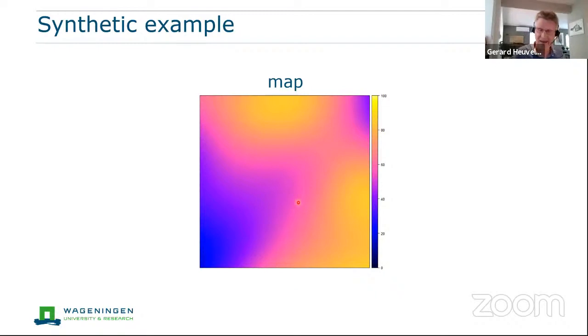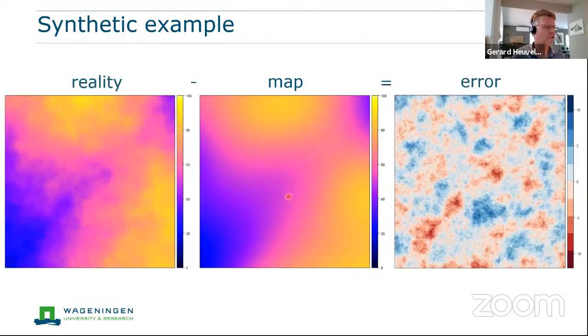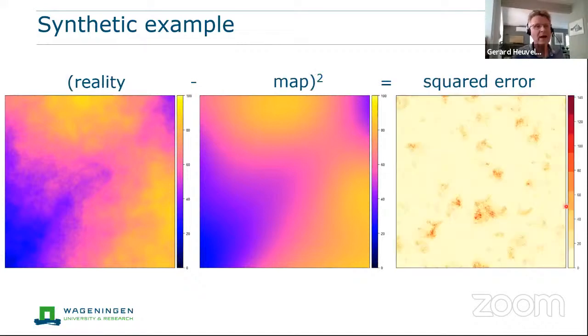This is the map. I gave this map to you, but there was also a reality, a truth, which, because it's a synthetic example, I had created. And from this reality, I had created a map, but you didn't know the reality. But if you know the reality, you can subtract the map from the reality, and this is then our map error. And of course, we can also take the square of those map errors.